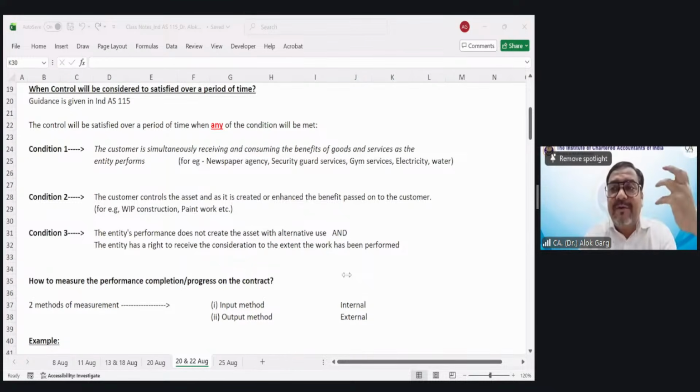How will you measure the performance completion? Because over a period of time, you will recognize the revenue to the extent of work performed. Yes or no? Yes. So now the point is how to measure the performance completion. कैसे करेंगे? कुछ दिमाग लगा के बताइए. Guys, tell me.